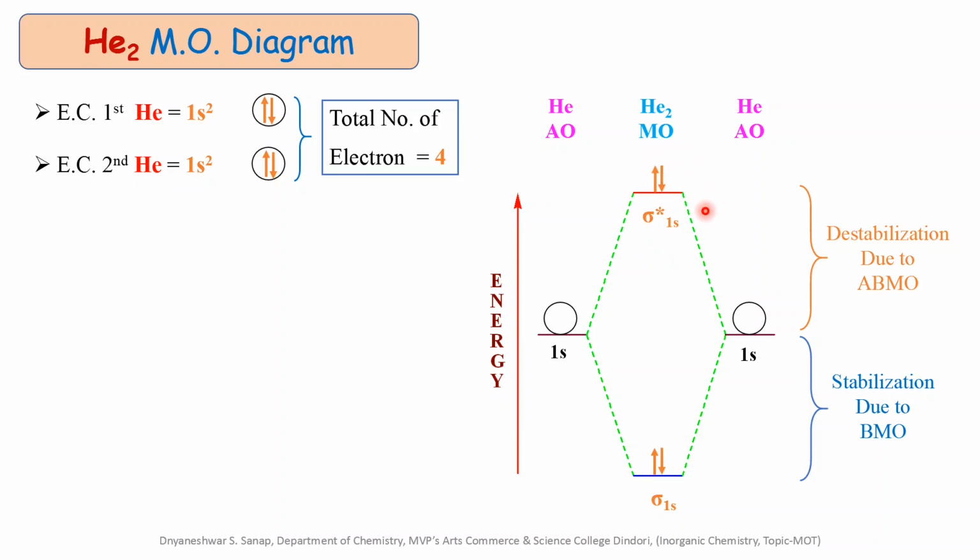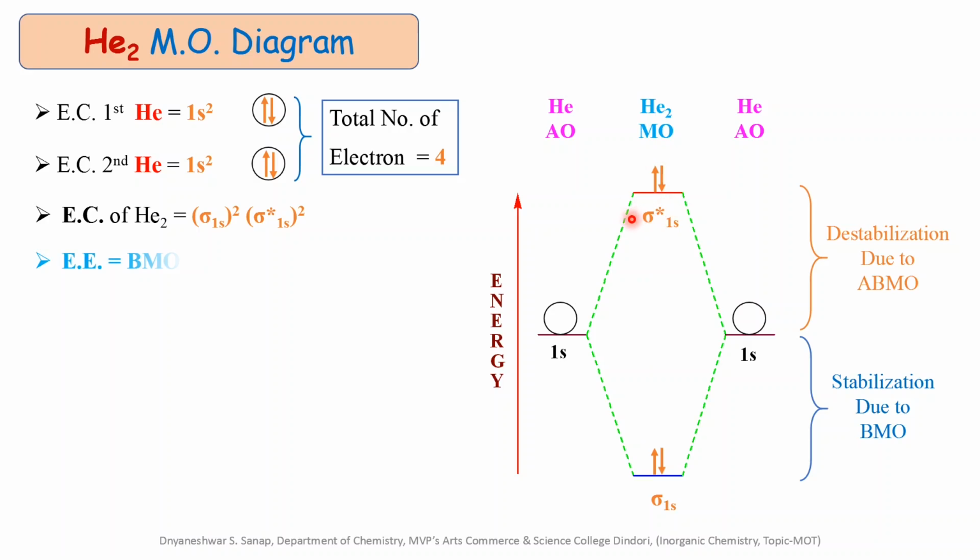From this molecular orbital diagram, we have to find out the electronic configuration for the molecular orbitals of the He2 molecule. The electronic configuration for the He2 molecule is sigma 1s2 and sigma star 1s2.